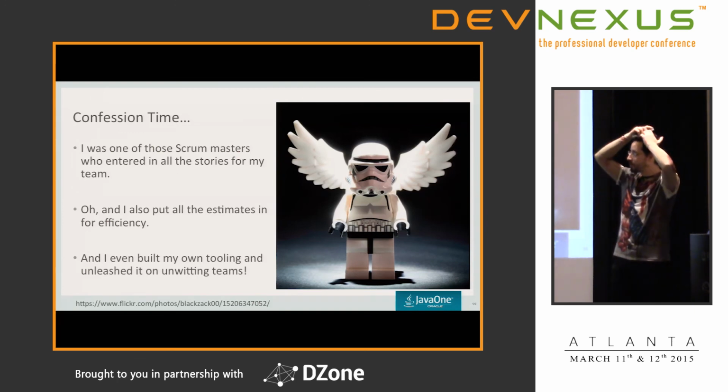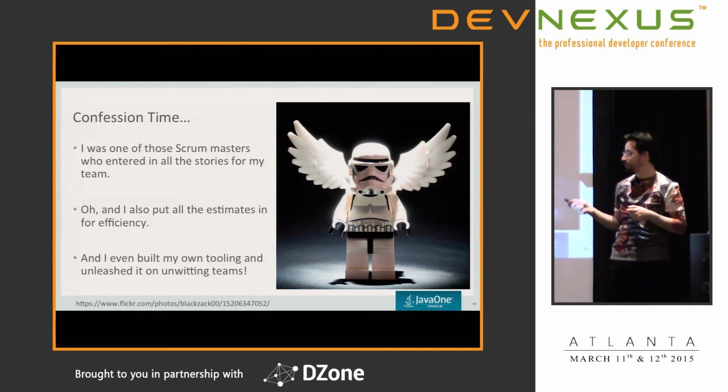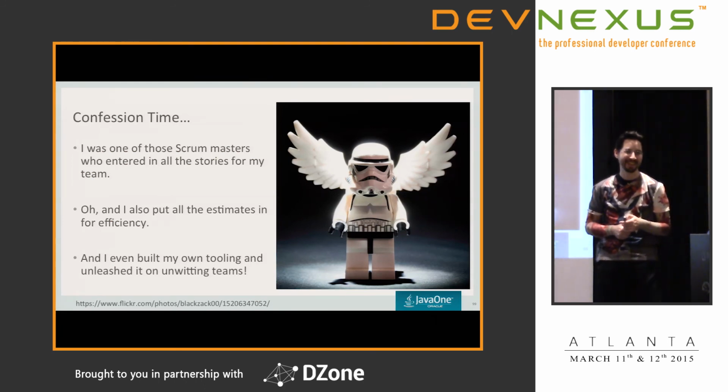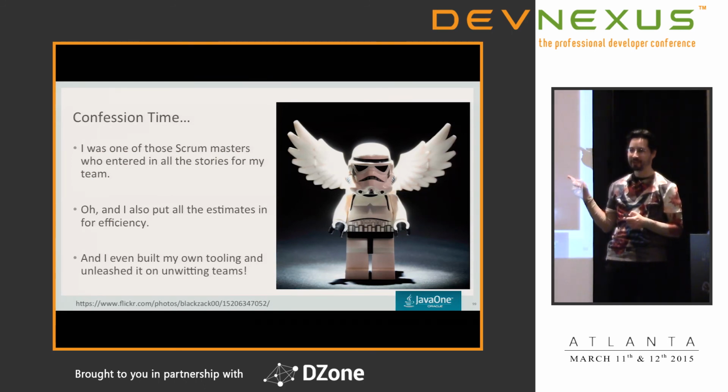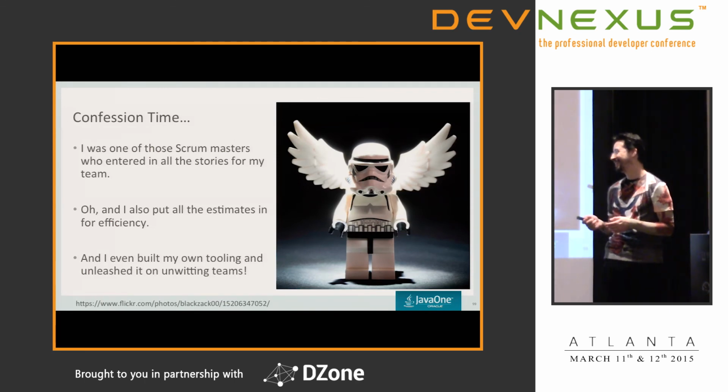And my confessions. So I was one of the Scrum Masters who entered all the stories in my team. I'm guilty of that, although we moved away from it eventually. I also put in all the estimates for my team members for efficiency. Another really great anti-pattern. I was really good at this though. Everyone would hold up the cards and do the estimates, and before they could even figure out which one won, I'd already had it typed. And I built my own tooling and unleashed it on winning teams. So I just complained about tooling vendors, and then I actually not only created tooling, but I aided and abetted Rally with some of their portfolio management tooling, which they use.